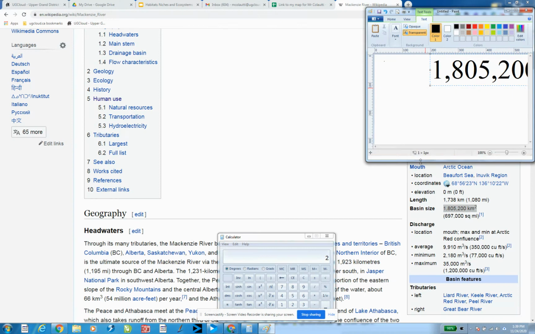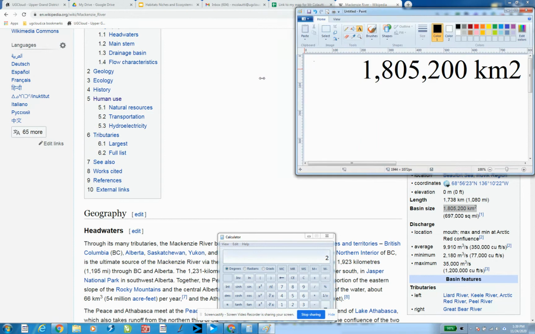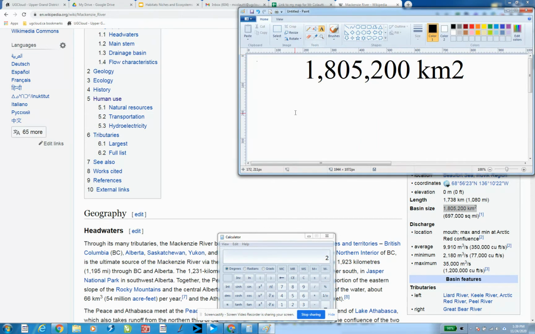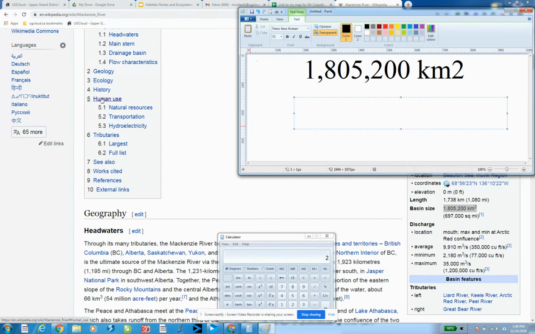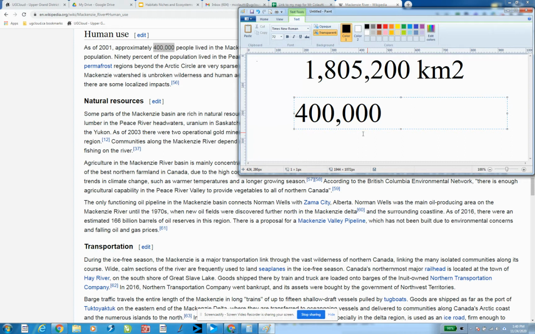Now we want to find the number of people living in that valley, and that's also really straightforward. I'll get ready for that. So you see where it says human use? We click on it. 400,000 people call it home. So Control C, I'm going to go back to my paintbrush and paste that number in. So 400,000 people live on almost 2 million square kilometers.